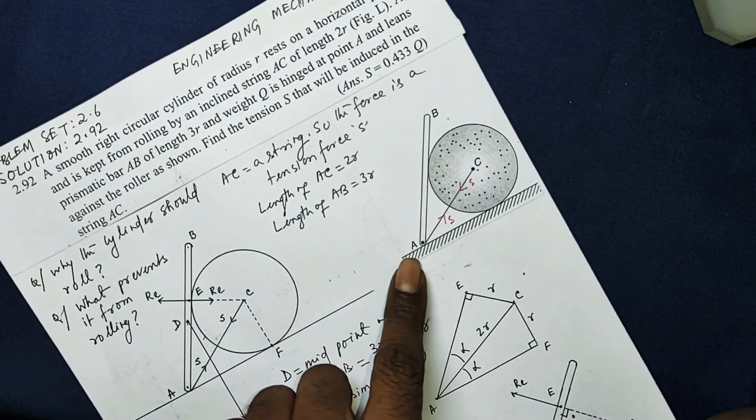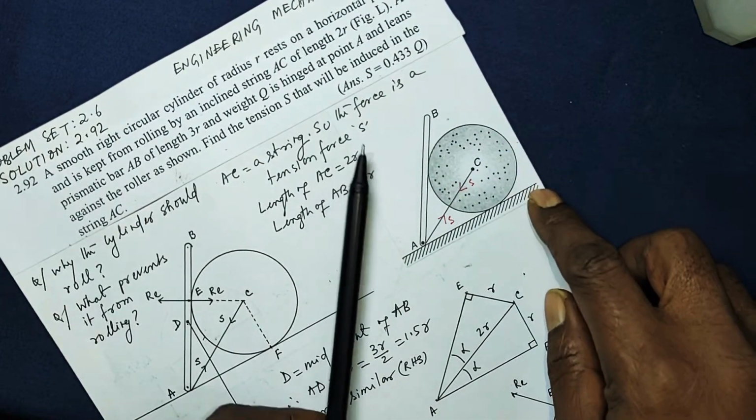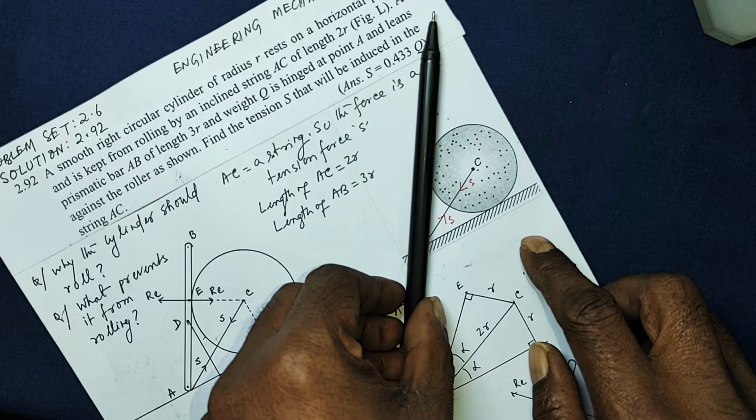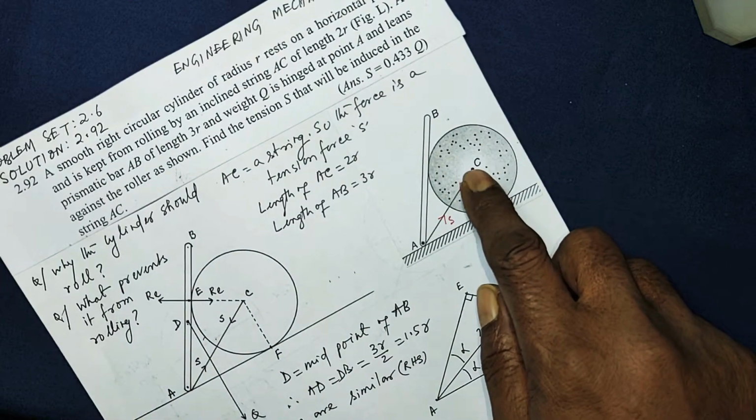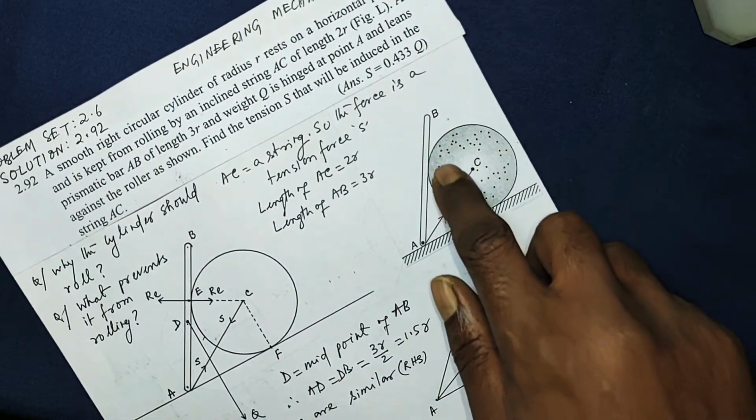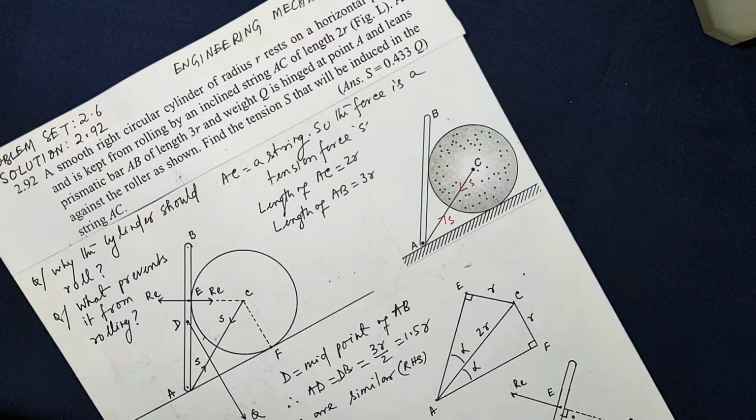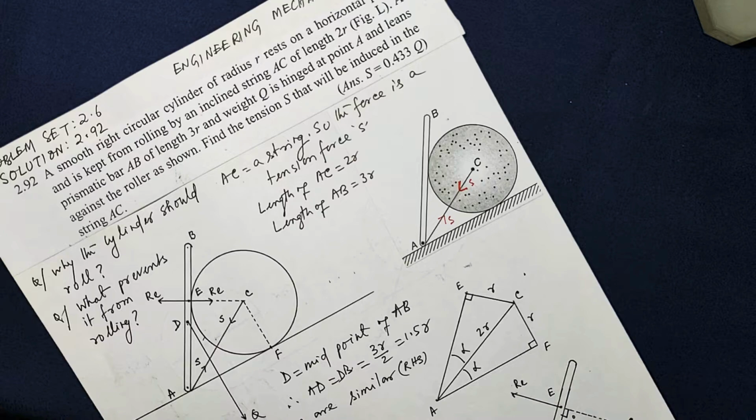Since the prismatic bar has a weight, if you keep the cylinder here on the horizontal surface and the prismatic bar is inclined towards it, a part of its weight will be used to roll this circular cylinder towards the right. But there is a string attached. So the tension S in the string can hold it back. So we'll find how much tension is developed in the string to hold the cylinder back from rolling towards the right.